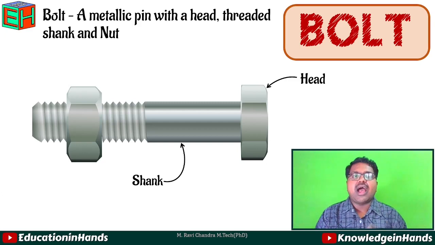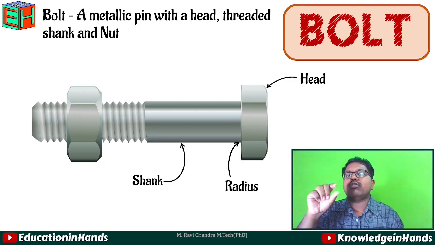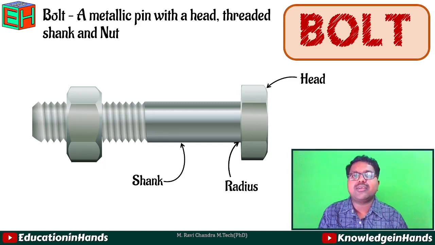And then immediately after head, where the shank is going to start, that place is called radius of the bolt. So the radius at the starting of shank is taken as the radius of bolt. Why? Because in some bolts like unfinished bolts, the radius throughout the shank is not uniform. That's why we are considering radius of bolt at its head place only.